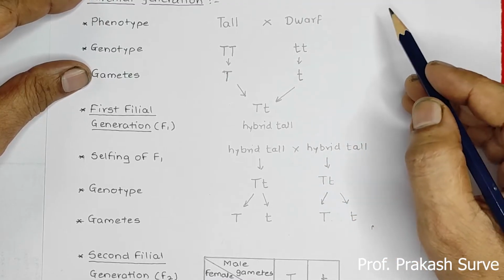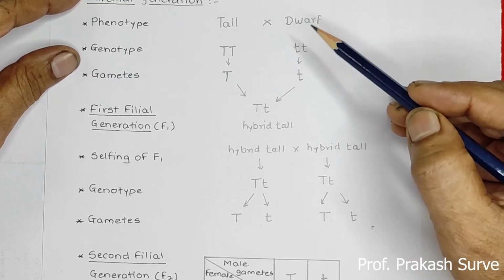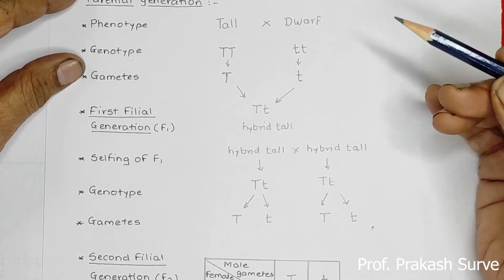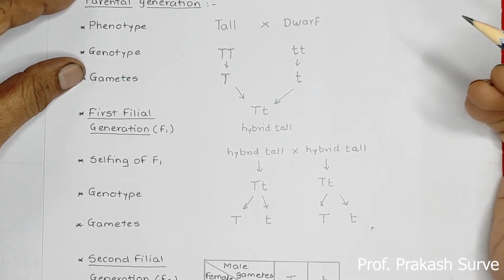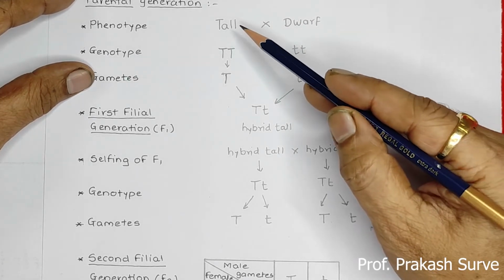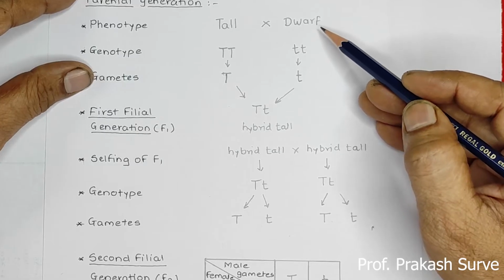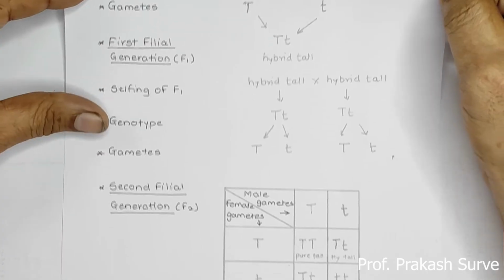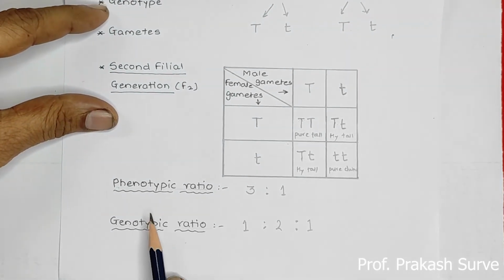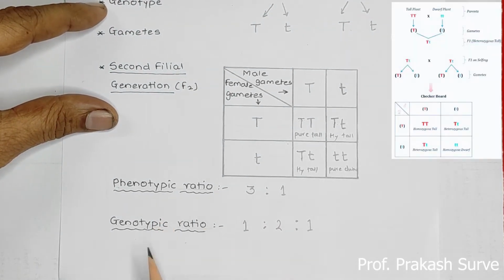We can take another example also. Instead of the height, we can consider the shape of the seed. Suppose the shape of the seed will be round and wrinkled. Suppose the color of the seed, then it will be yellow and green. So only one pair of contrasting characters we have to consider, and from that we got the phenotypic ratio 3:1 and the genotypic ratio 1:2:1.